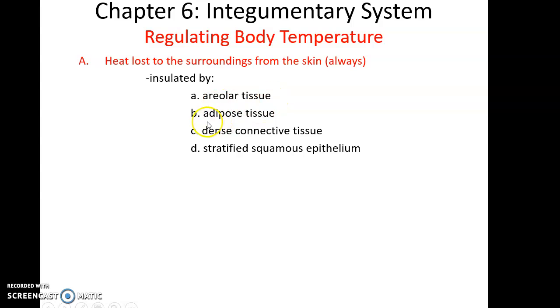Is it from areolar tissue, adipose tissue, dense connective tissue, or stratified squamous tissue? It is adipose tissue, especially in the subcutaneous layer.